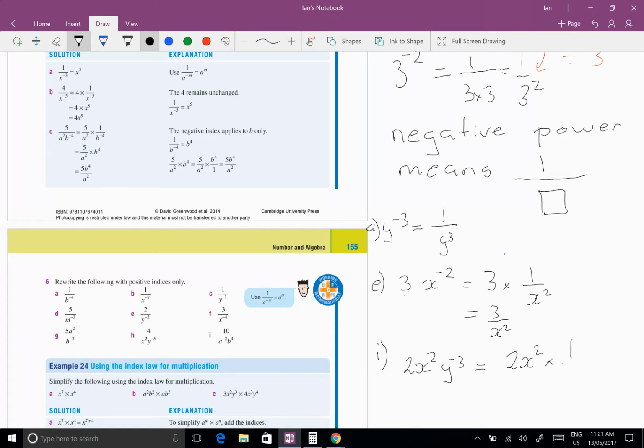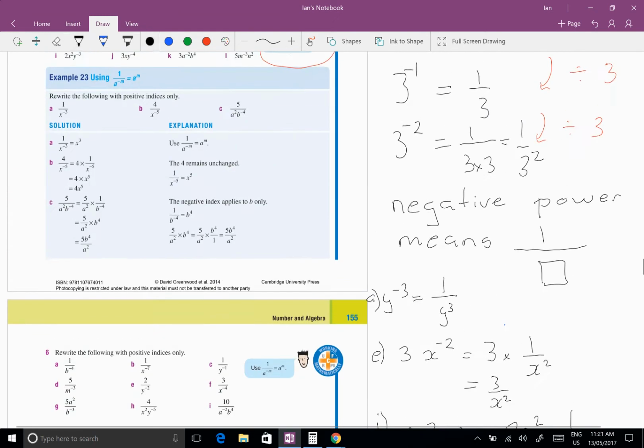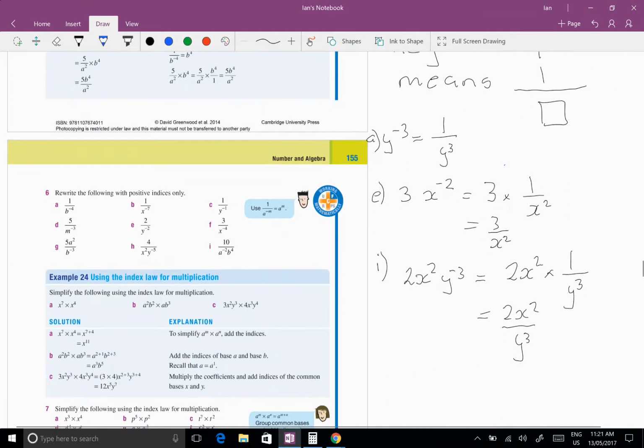And y to the minus 3 just means 1 over the top of y cubed. And then I can write that all as one fraction, 2x squared y cubed. So that should help you with question 5. I've just done the first column of question 5.